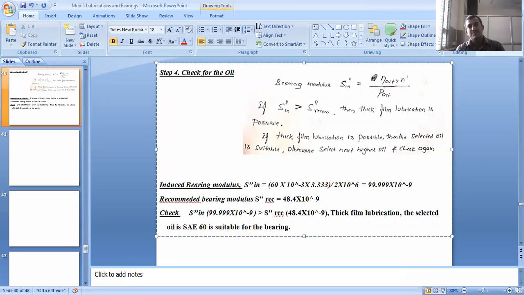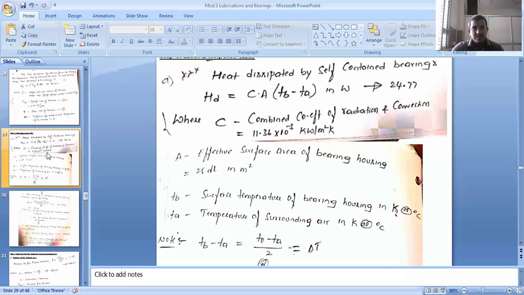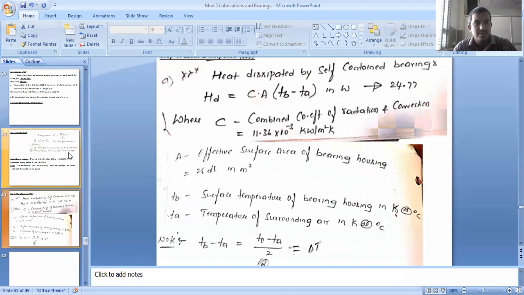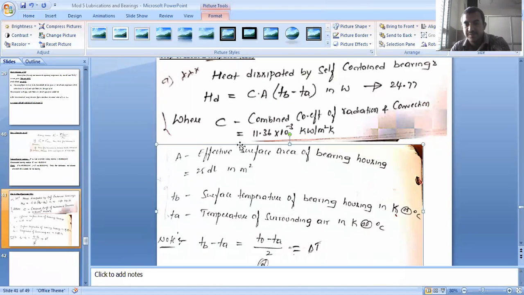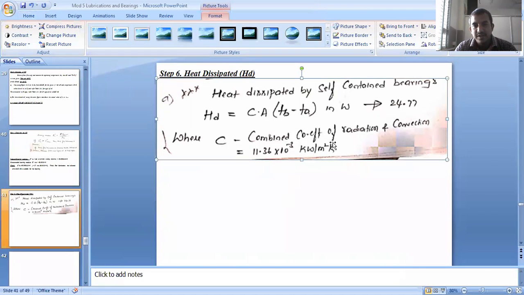If any doubt regarding this: first step, select the recommended design value. Second step, design the bearing. Third step, select the oil. And fourth step, check for the oil. So we go for the next step. The fifth step is how much heat is generated, right? How do you get the heat generated?